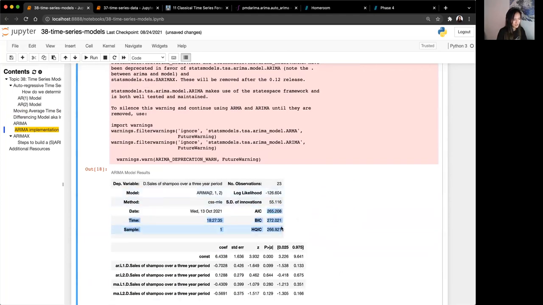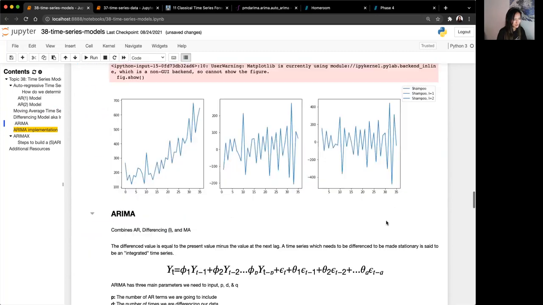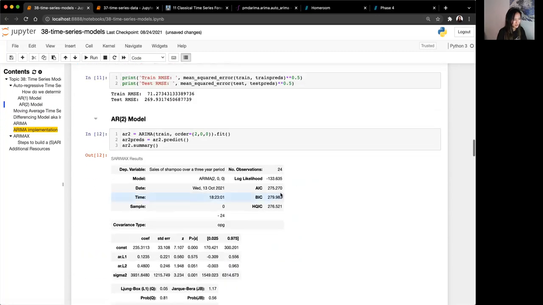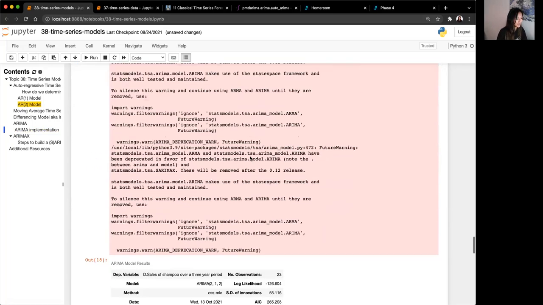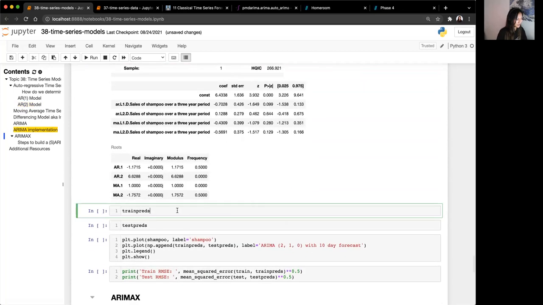The AIC is at 265. And if we compare that, I think we had 270 or 268 before, 275. So it's fitting a little bit better. That is good. And then from here, we'll take a look at our predictions.